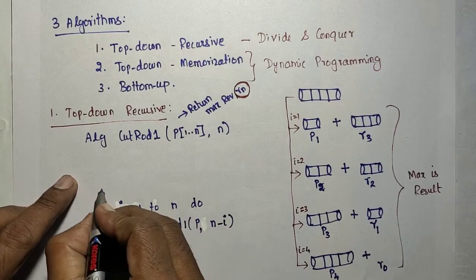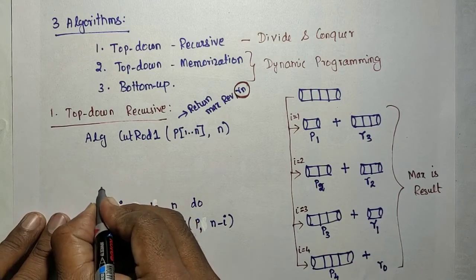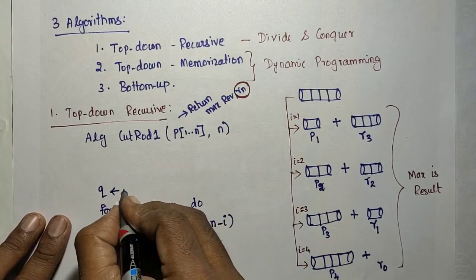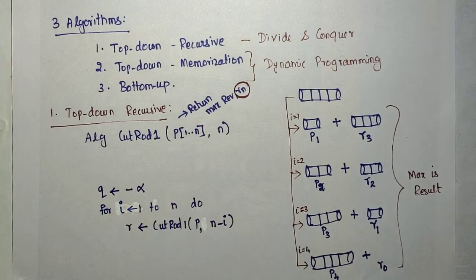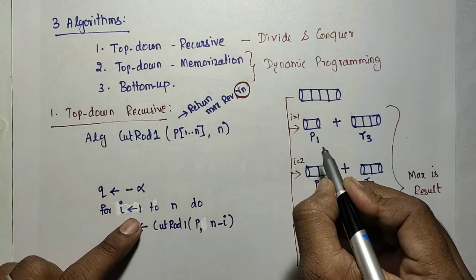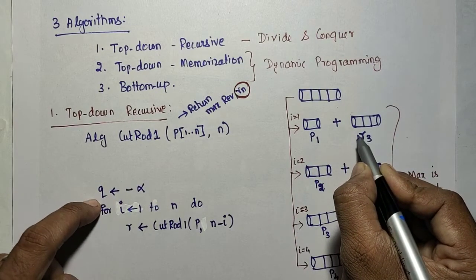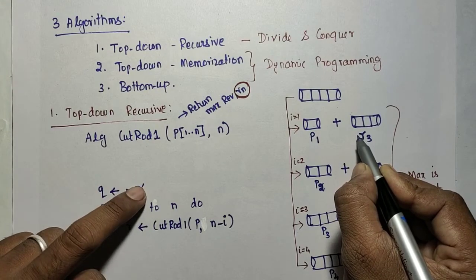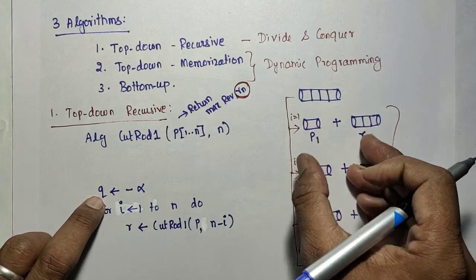So now we are introducing q, which is equal to negative infinity, the largest negative number. This is just to find the maximum revenue. So now what we need to do, when i equal to 1, if this summation is greater than the existing maximum, Q is assumed as the maximum revenue. If that result is greater than the existing maximum, we need to update Q.